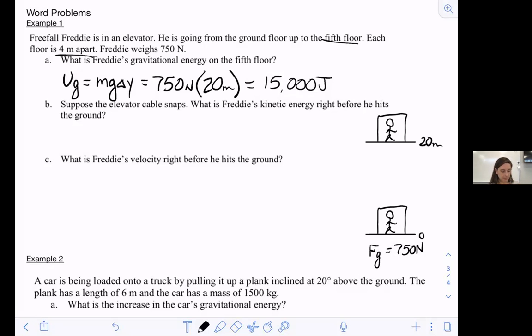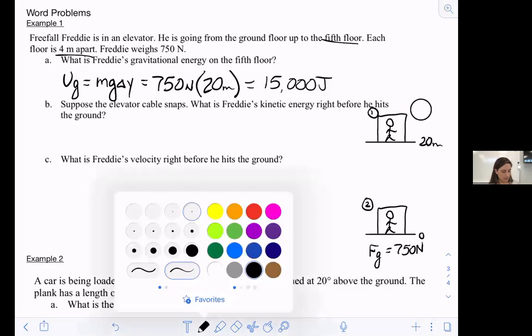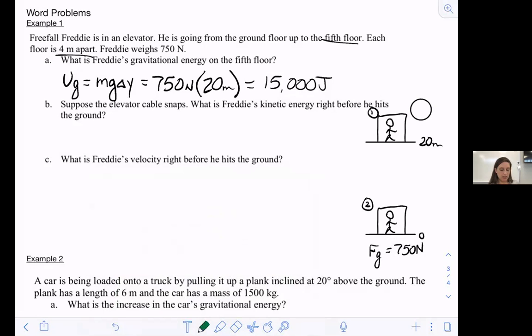Cool. Suppose the elevator cable snaps. What is Freddy's kinetic energy right before he hits the ground? Okay, so Freddy, he's going to start here on the fifth floor and he's going to end up down here back on the ground floor. And I'm going to use energy, or conservation of energy, I should say, to solve this problem. When the cable snaps, Freddy is at rest, but he is way high above the ground. So we would expect that all of his energy would be gravitational energy.